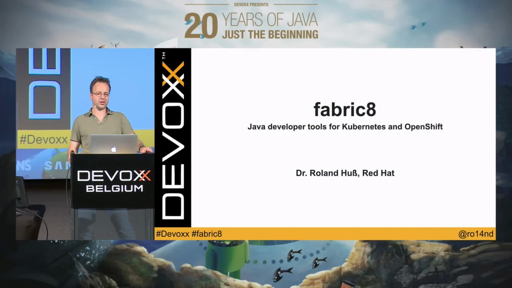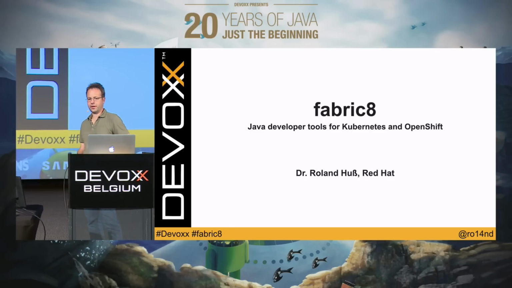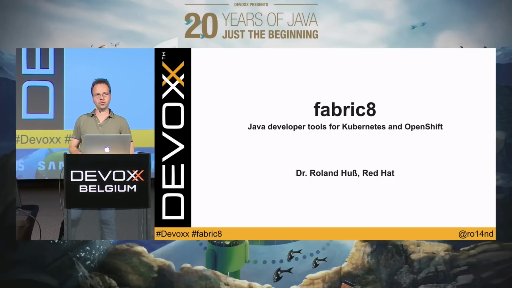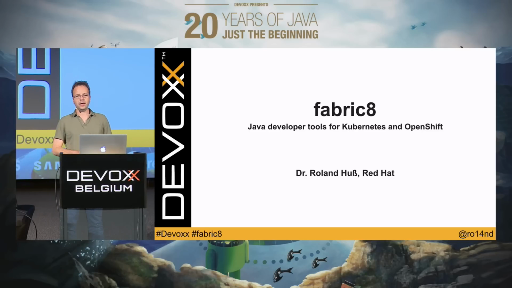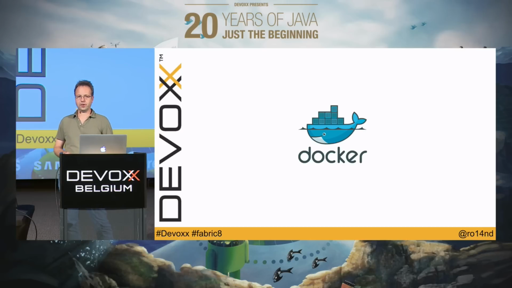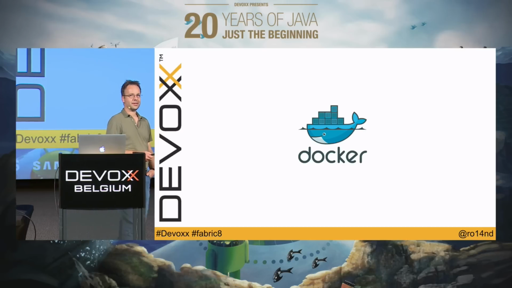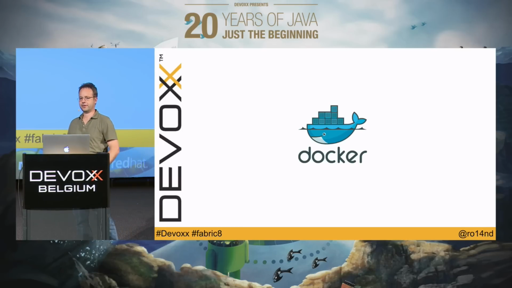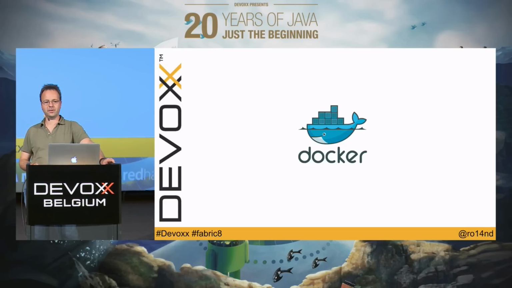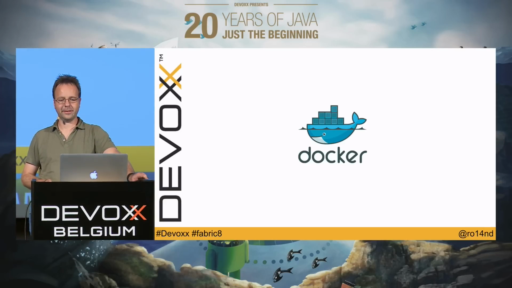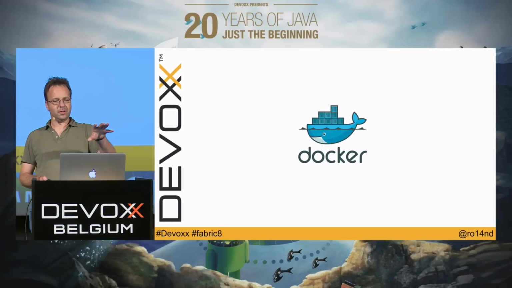In this session, we are talking about fabric8, which are Java developer tools and microservices on top of Kubernetes and OpenShift. But before we talk about fabric8, we have to talk about Docker, of course. Docker is, I think, omnipresent at this conference, and you must have been living under a stone if you didn't hear about Docker in the last year. But Docker is only the beginning.